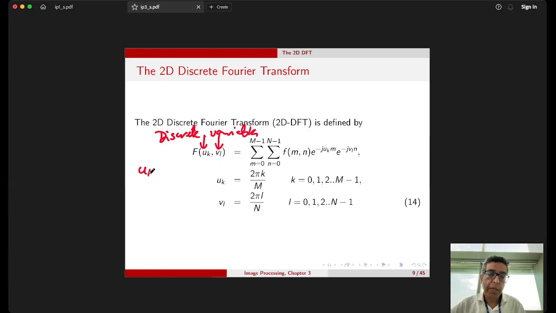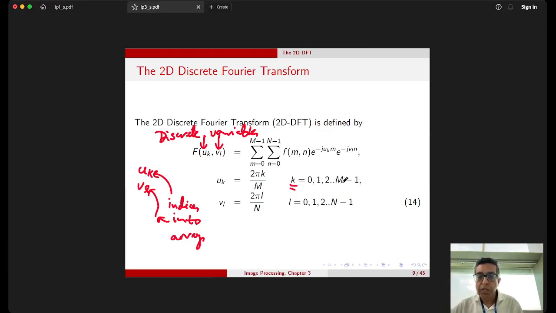Which are uk and vl. And here, these are discrete because we allow the variable k and the variable l, we treat these as being indices. So they can be thought of as indices into arrays. And you see here that I allow k to take values from 0 up to 1, 2, 3, and so on, up to large M minus 1. And little l takes values, that looks like a 1, but it's an L. Little l takes values 0 up to n minus 1.